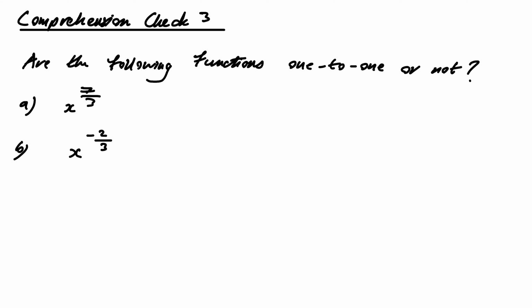Are the following functions one-to-one or not? Great question. So the best way to do this is to sketch them without any question, and then to take the time to understand if the horizontal line test is satisfied. So let's do it, right?